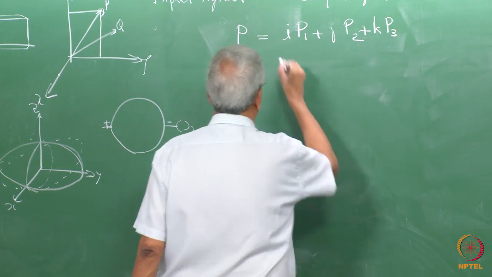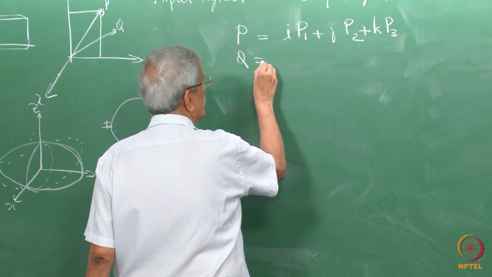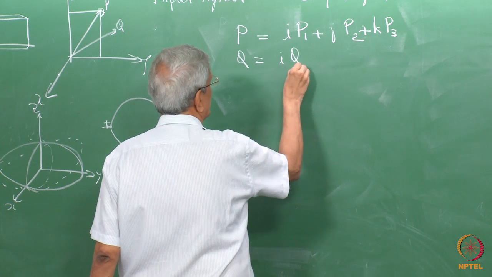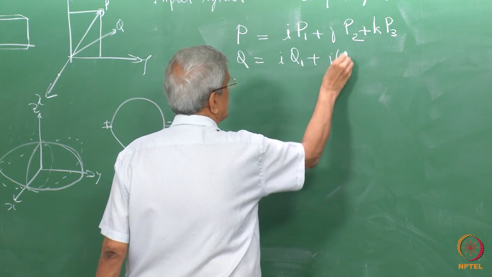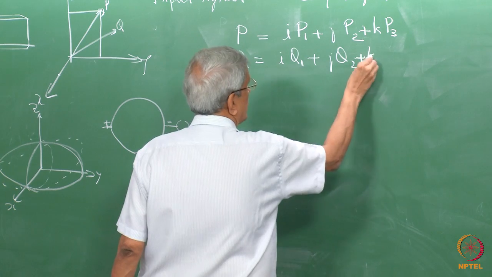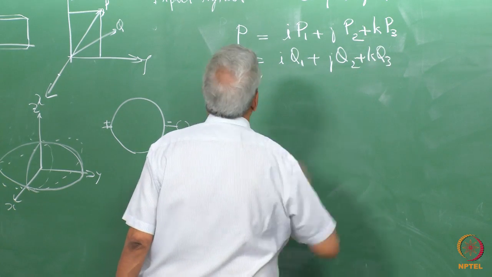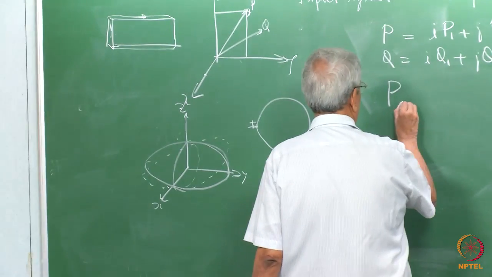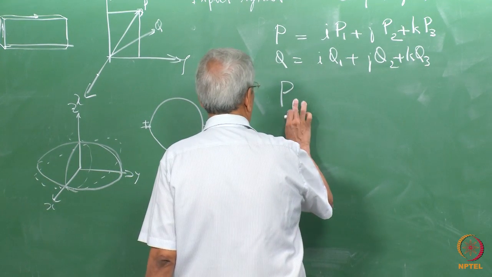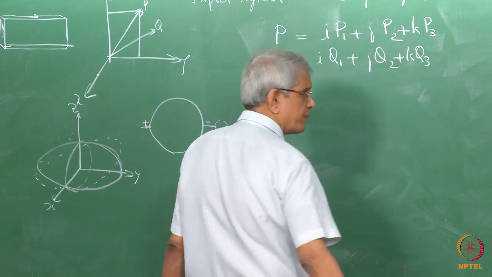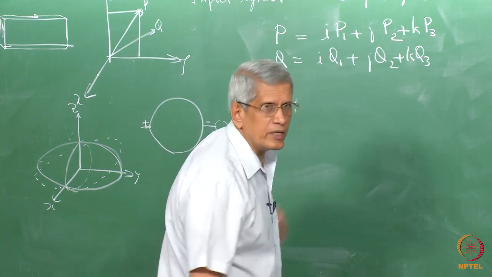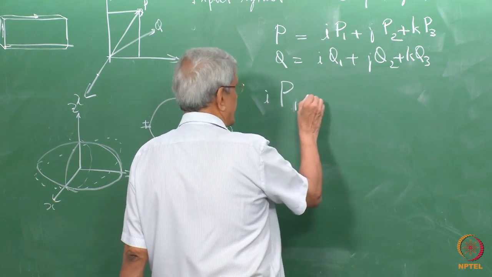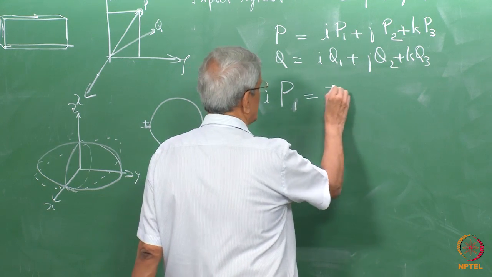So these are all the components, correct? Q equals I into Q1 plus J into Q2 plus K into Q3, correct? So what does P1 represent? Essentially the component in the direction I, right?